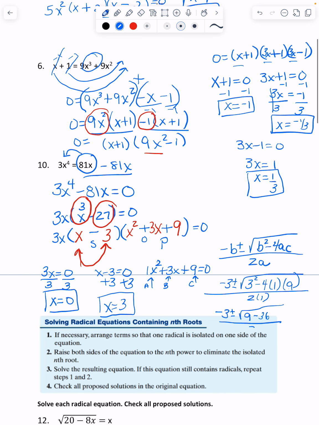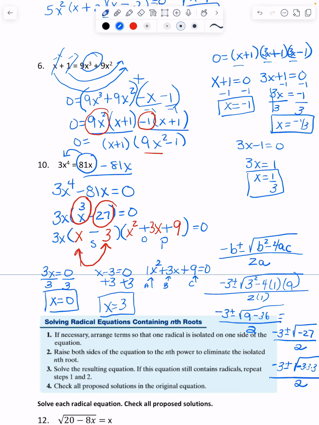I'm running out of room. So this gives me negative 3 plus or minus the square root of negative 27. That's 9 minus 36 over 2. So if you think about it, I have to simplify up under that radical. 27 is 3 times 3 times 3. I also have a negative up under that square root, which is important. That's going to make this an imaginary number.